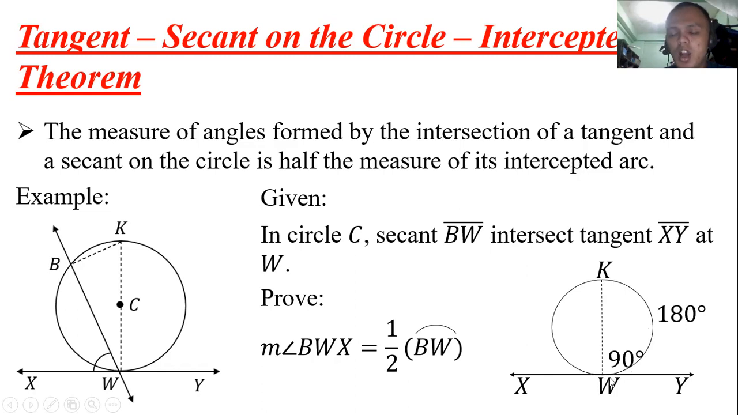Now, what happened to their angle measures? So yung inscribed angle natin na KWY is 90 degrees, and then yung intercepted arc niya, which is KY, is equal to 180 degrees. So nagpapakita dito na yung inscribed angle or yung angle formed by a diameter and the tangent line is half to the degree of its intercepted arc. So therefore, itong formula na to is true. True kasi nga na-prove na natin dito based on the diameter and the tangent.